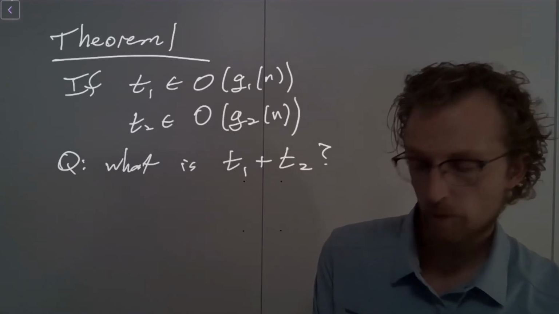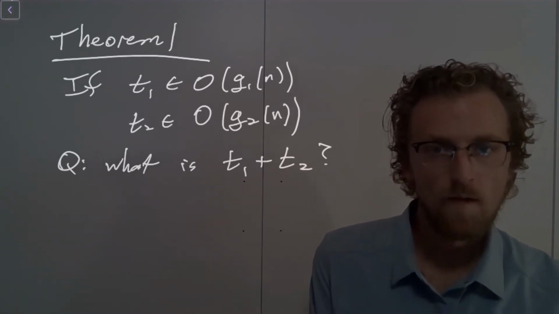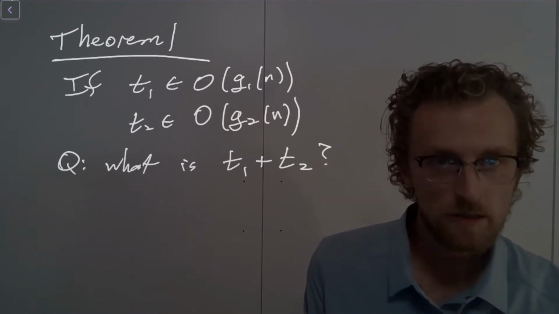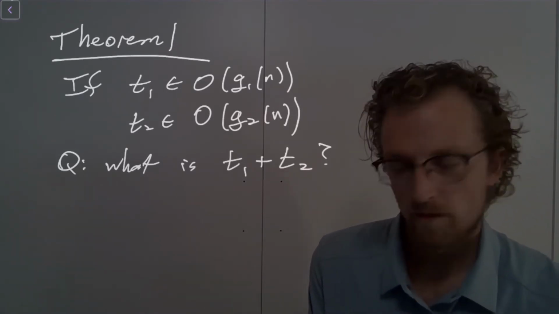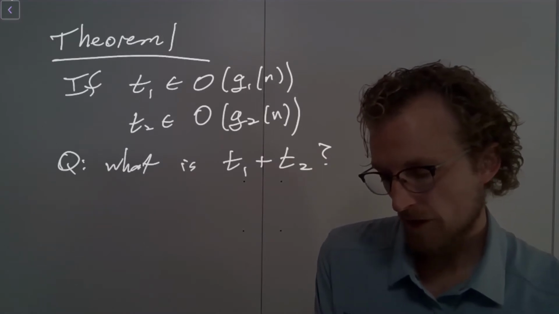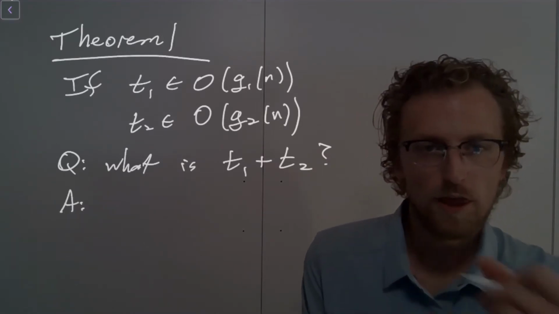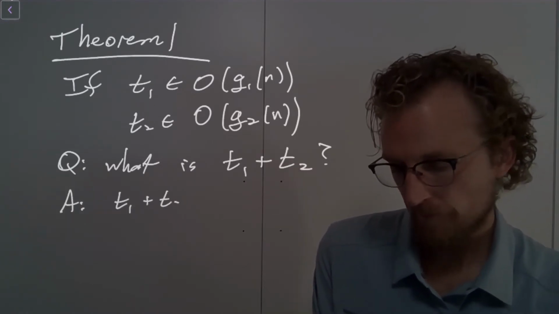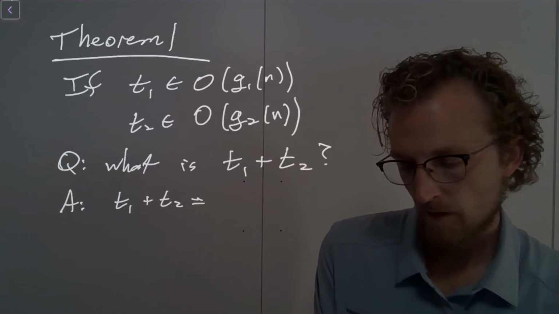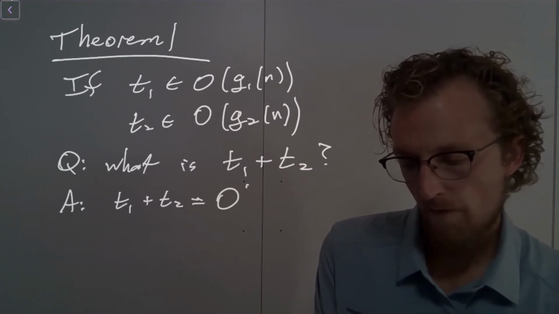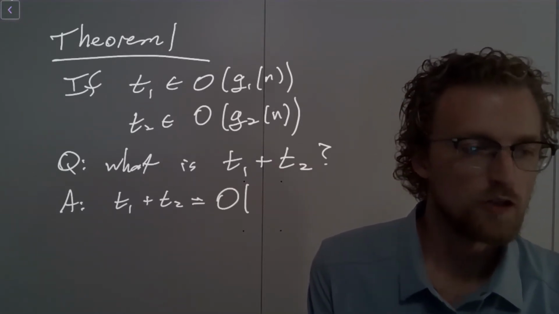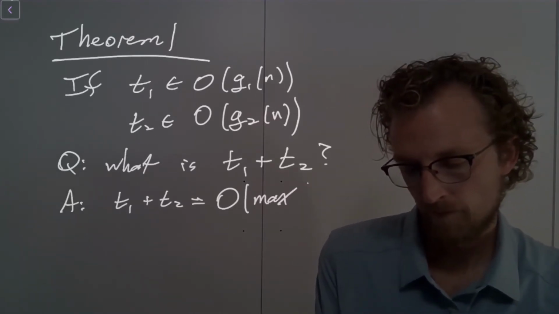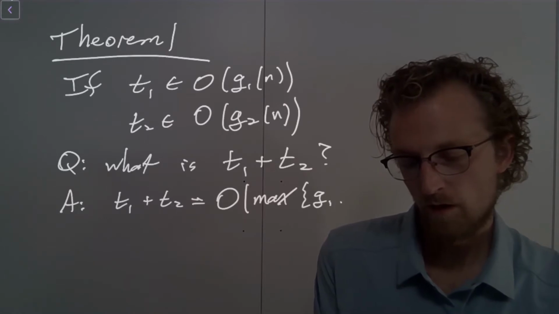Okay, and I'll just remind everybody that when I say t1 plus t2, I mean the function that is defined as t1 of n plus t2 of n, right? So what is this? Well, it turns out that the theorem statement is that t1 plus t2 equals big O of the maximum of g1 and g2.